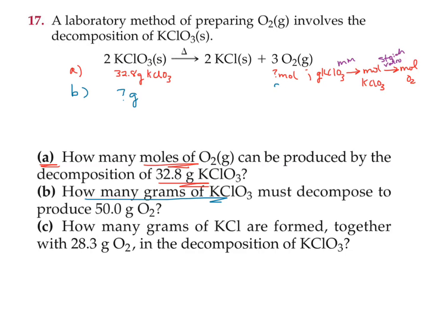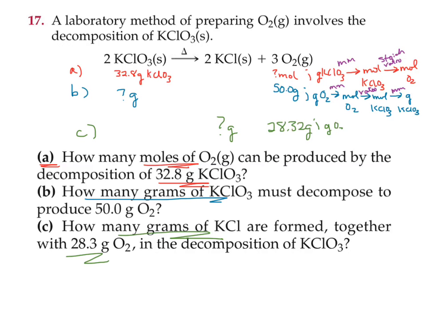The next one, so I went ahead and showed how to do it. I don't know if you need that or not. And then the third one. They're all kind of similar. So how many grams of KCl are formed if you also form 28.3 grams of O2. So that's a stoichiometric calculation going between 2 products.